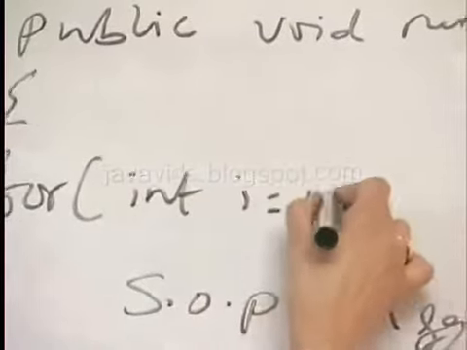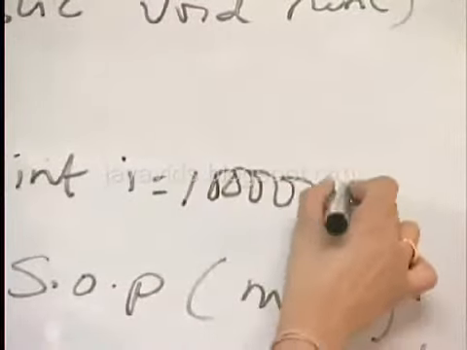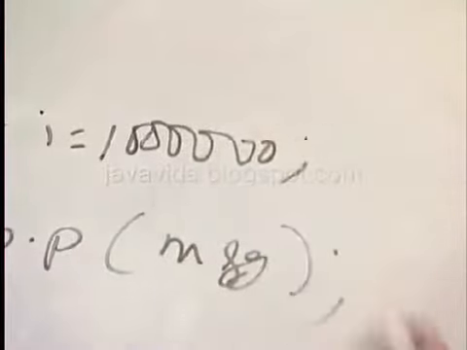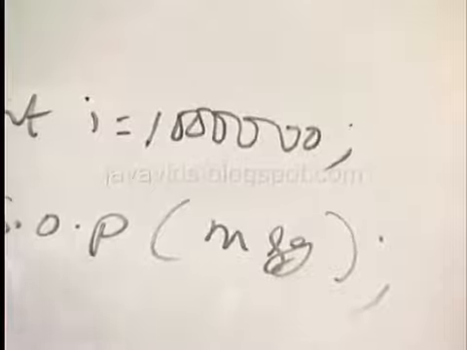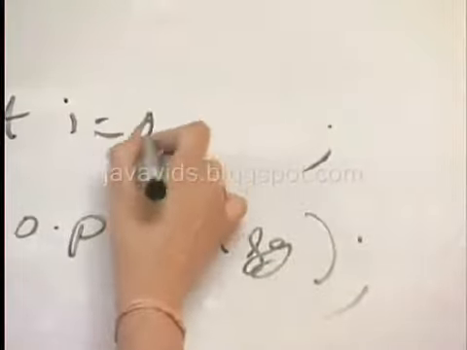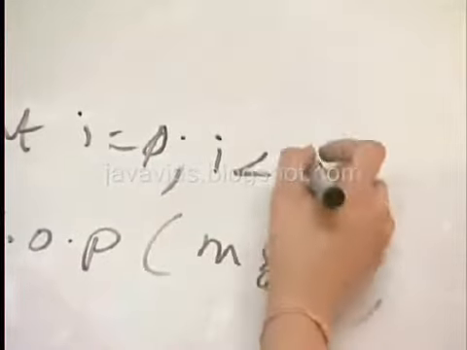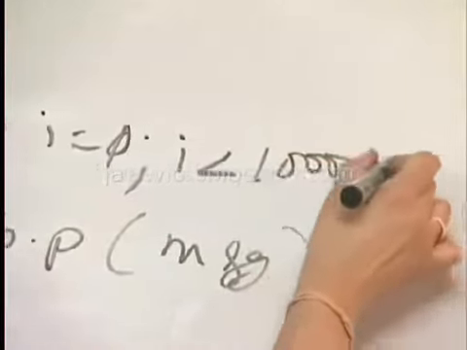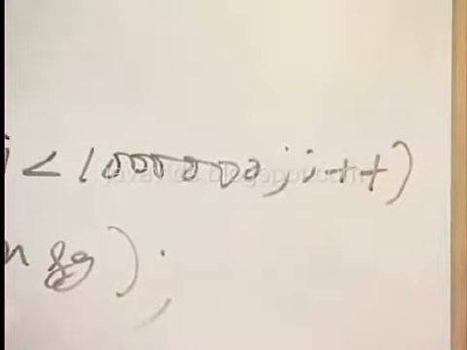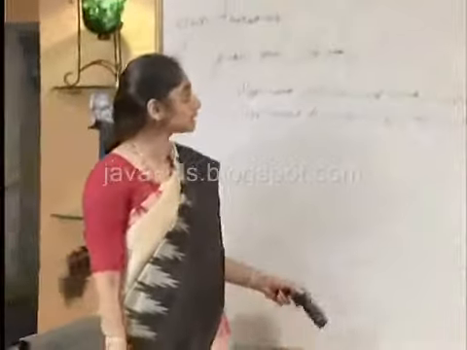Let's say we put it into a for loop, for int i is 0, i less than some value, i plus plus. In this you write the SOP to display the message.